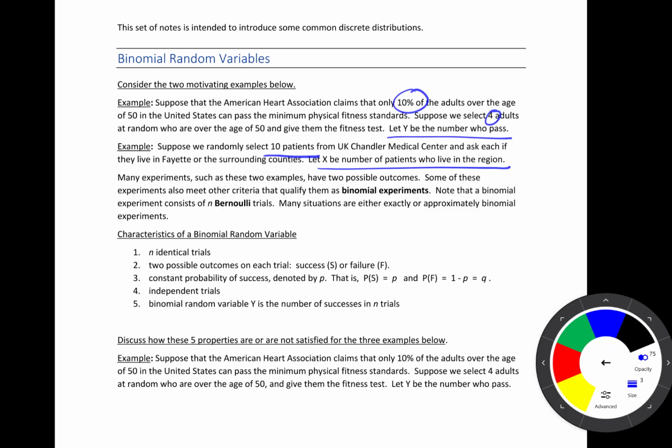Both of these are what we call binomial experiments. So many experiments like these will have 2 possible outcomes, and some experiments also meet other criteria that quantify them as a binomial experiment. So a binomial experiment consists of n Bernoulli trials. And a Bernoulli trial is any trial where there's only 2 possible outcomes. And so many situations are either exactly or approximately binomial experiments.